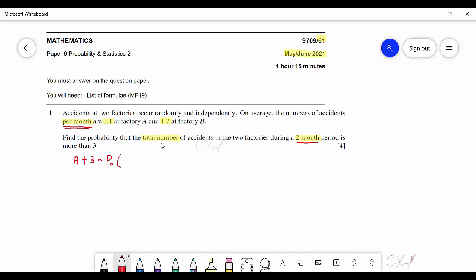So A plus B is still Poisson distributed. Okay, so how do you know it is A plus B? Because of the words total number. All right, so we want to know the total number for both factories. Therefore, it is A plus B.